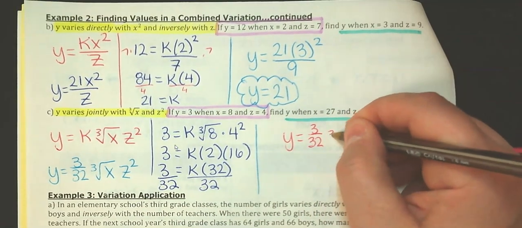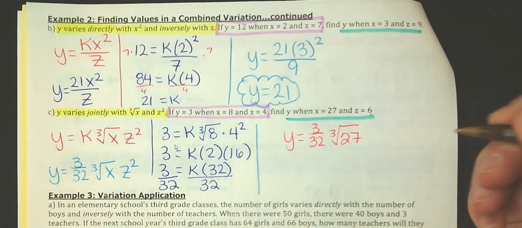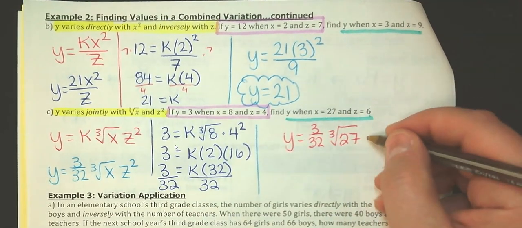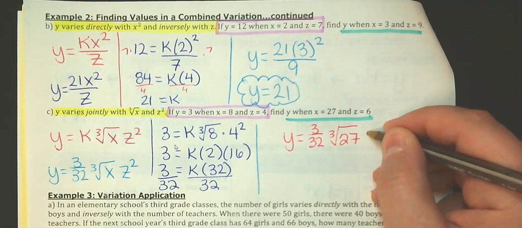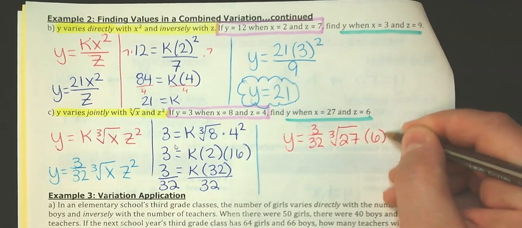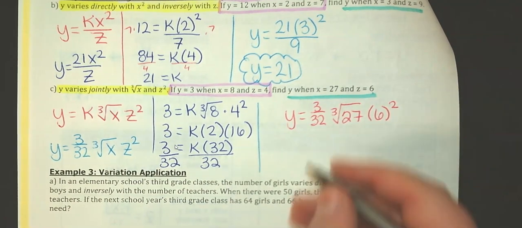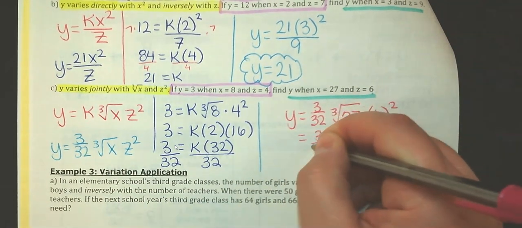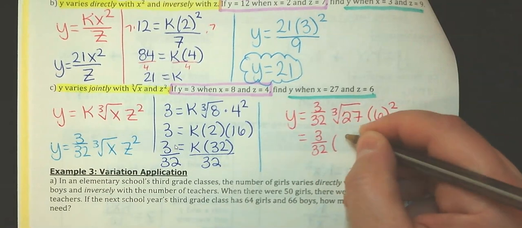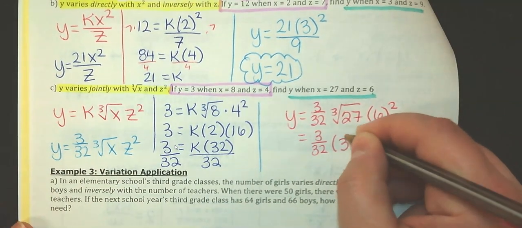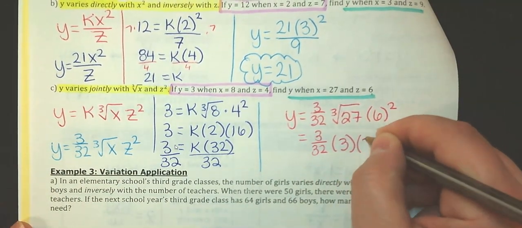Then we're going to do cube root of 27, which I promise is a nice number, and then z squared, which is going to be 6 squared. So don't forget to square that. Don't forget to take the cube root of the 27. All right, you can type this right into your calculator, but if you want to simplify this a little bit, cube root of 27 is just 3, and 6 squared is 36.